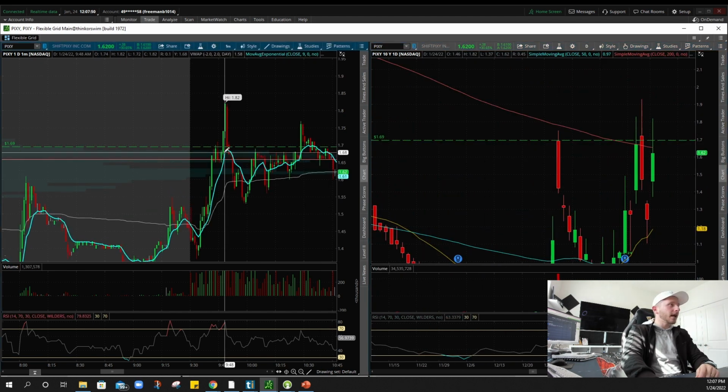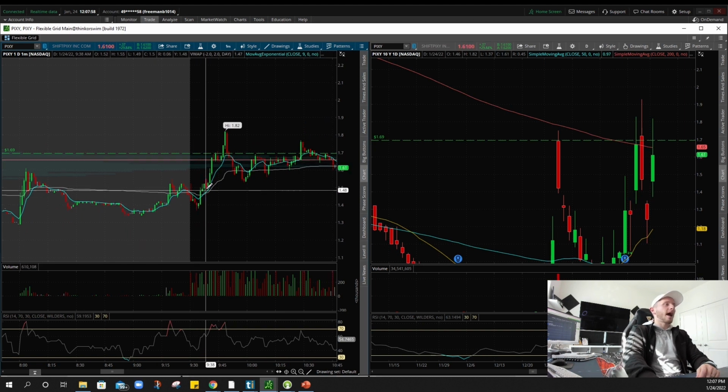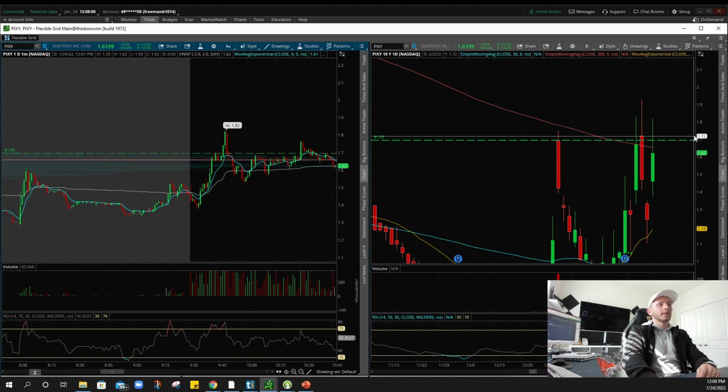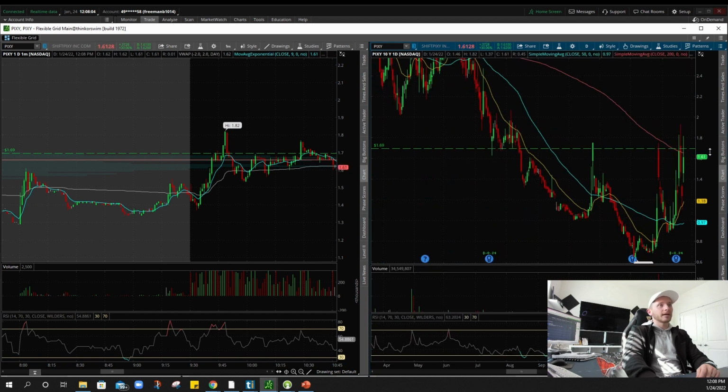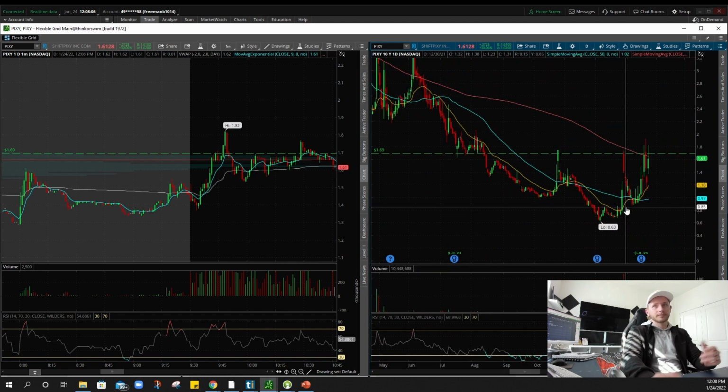What happens out of the gate? 170 resistance several times before it broke out. It wasn't a coincidence that 170 was resistance after this big initial move to the upside. It's simply because that was a level traders identified from the daily chart.